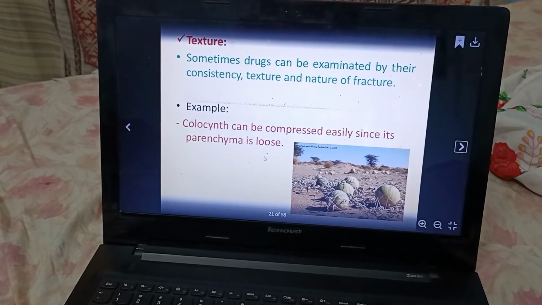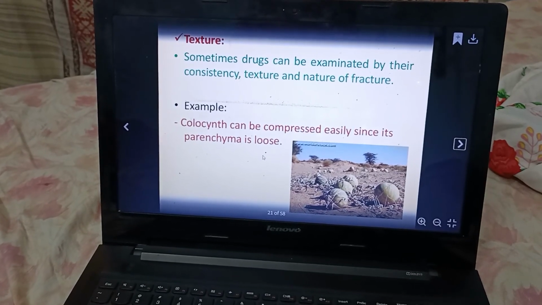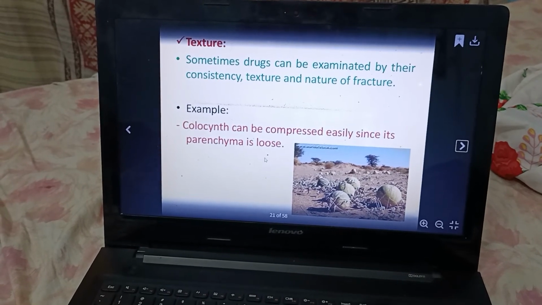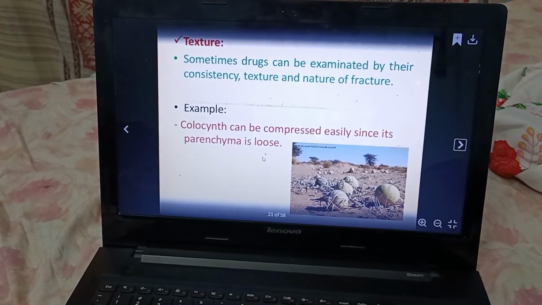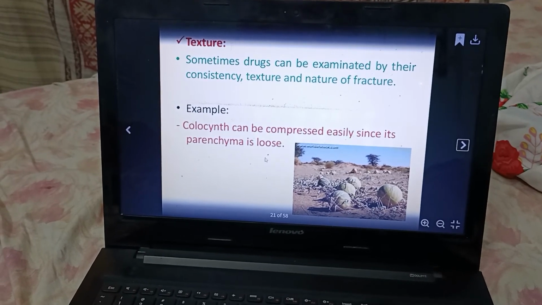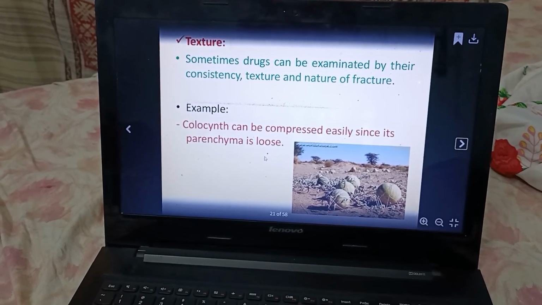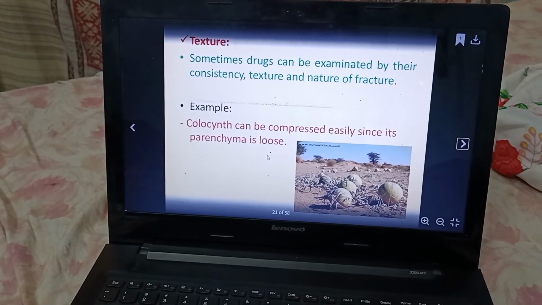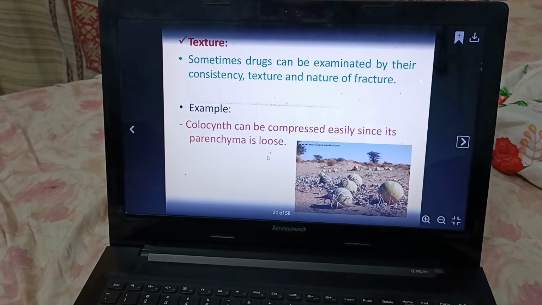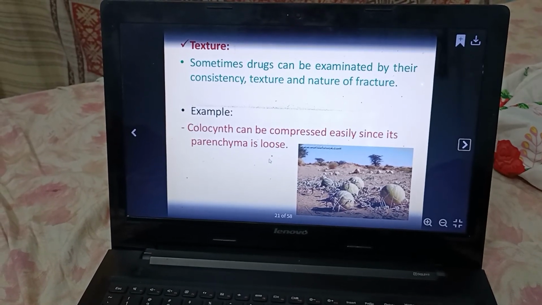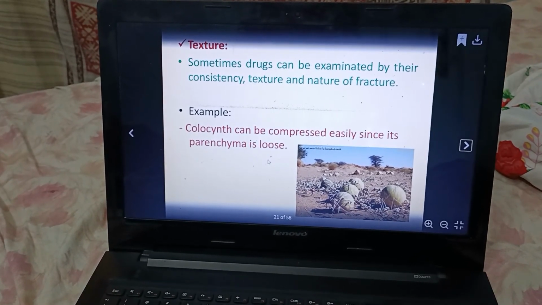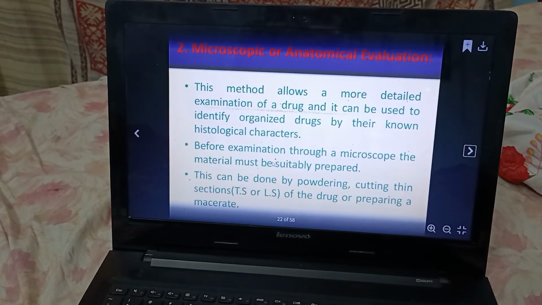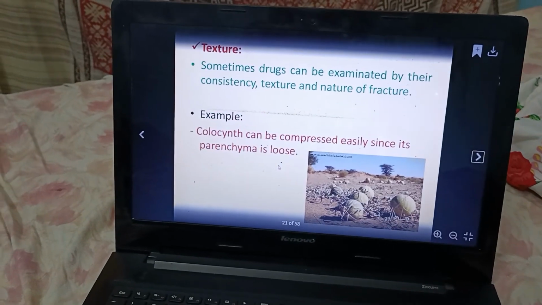Texture. Sometimes drugs can be examined by their consistency, texture, and nature of the fracture. Example, colocynth can be compressed easily since its parenchyma is loose. So, what does texture mean? Whether it is tightly packed or loosely packed. Accordingly, it can be considered.